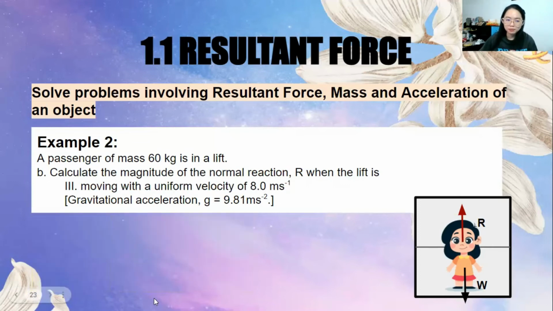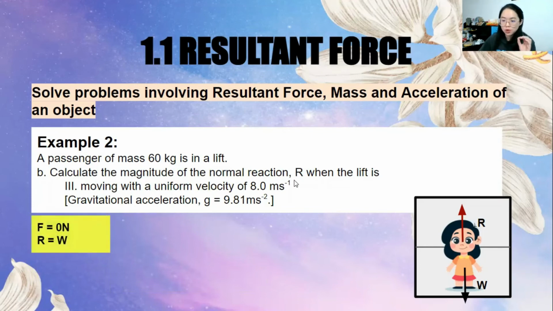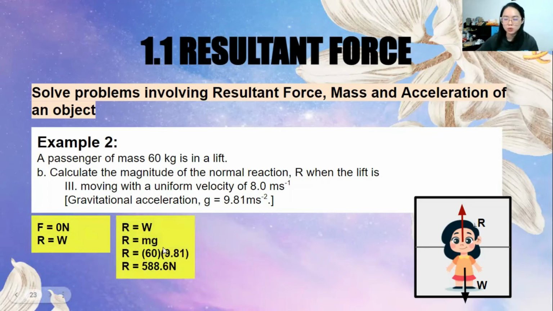Next one. Calculate the magnitude of the normal reaction when the lift is moving with a uniform velocity of 8 meters per second. This question is very tricky. What is the trick here? Even though it gives you the value 8 meters per second, it still tells you that the lift is moving at a uniform velocity. When it is at a uniform velocity, your acceleration is equal to 0. So your resultant force will also become 0, and W is equal to R. So you still get the same answer as the first question, which is 588.6 Newton.